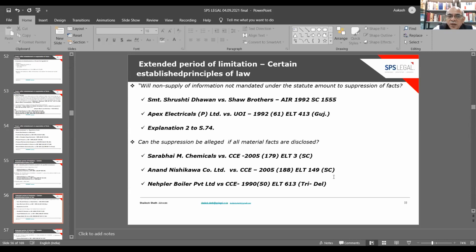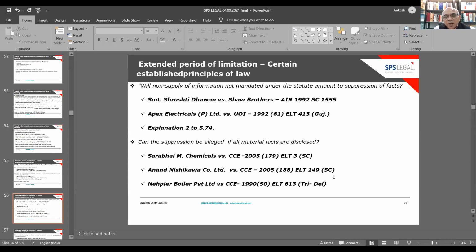Fortunately, under Explanation 2 to Section 74 of the CGST Act, this principle has now been clearly embodied: if the statute does not require particular information to be supplied, then the non-supply thereof will not amount to suppression. That is the meaning of this explanation. This is a very important and welcome development.